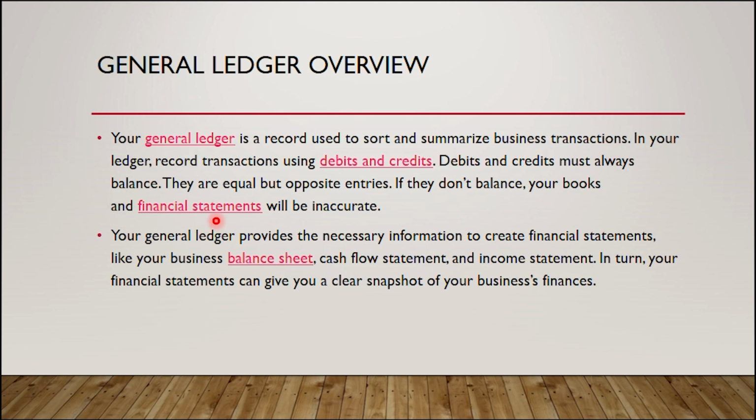In your ledger, you record transactions using debits and credits. Now debit and credit are two important sides and they must always balance with each other. The total of debits should always be equal to the total of credits. If they don't balance, that means the financial statements are incorrect. Some inaccuracy or some fault is there. Your general ledger provides the necessary information to create financial statements. What kind of statements? Balance sheet, cash flow statement and income statement.